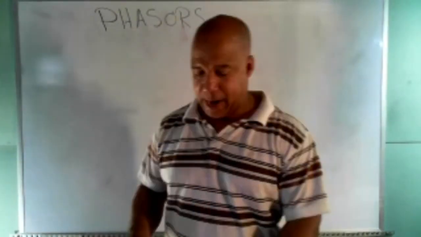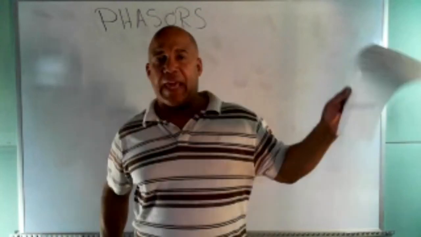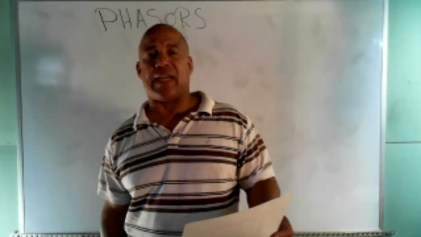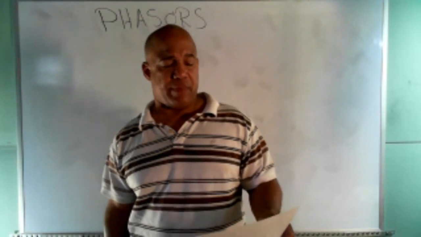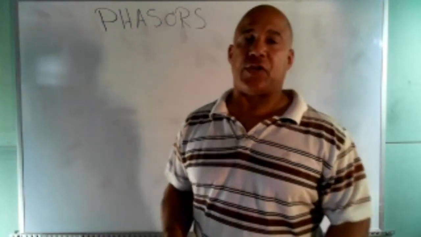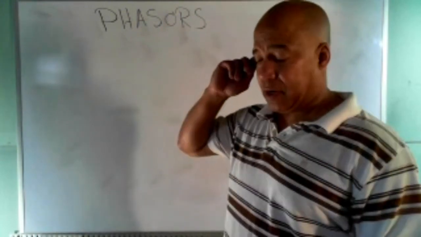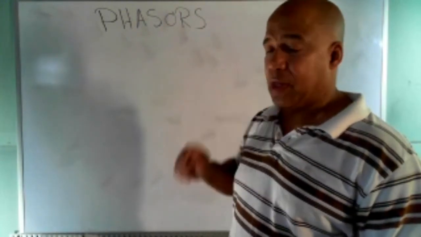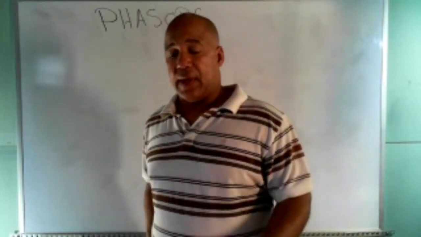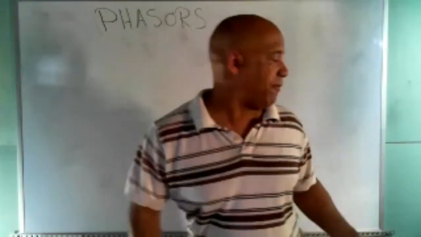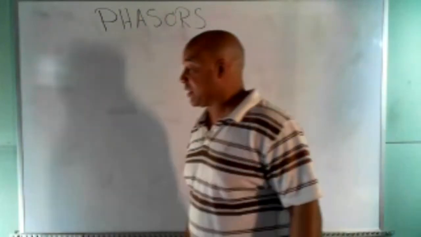All right. So we have the printout on phasors. Take that out. If not, I'm just going to read from it. I want to define a phasor, and then we've got a few practice problems to go through. A phasor is a rotating arrow fixed to the origin. We already talked about that. I drew a phasor when we looked at that generator.